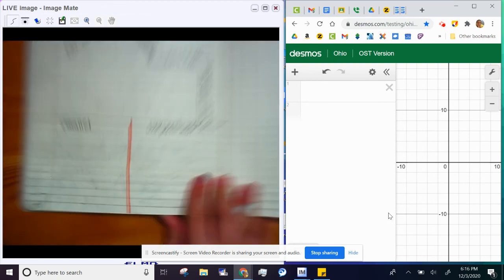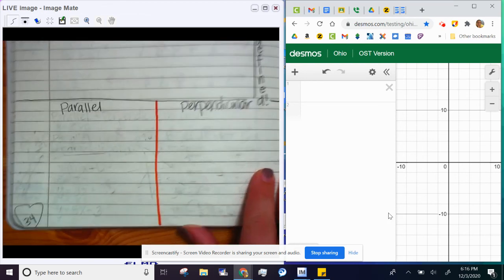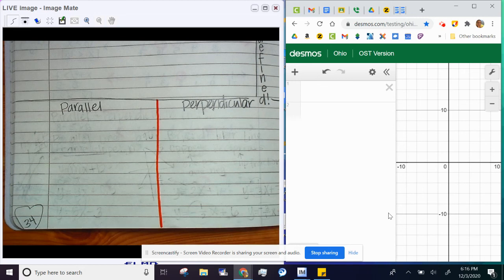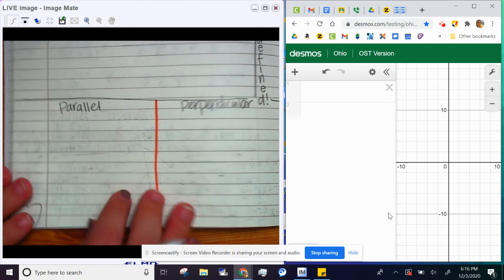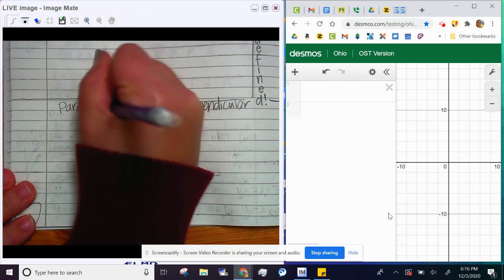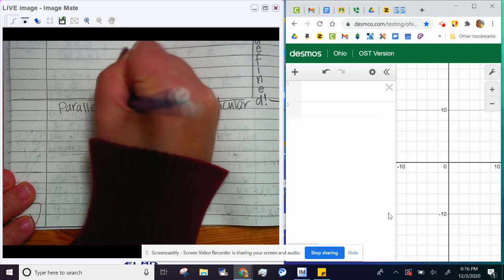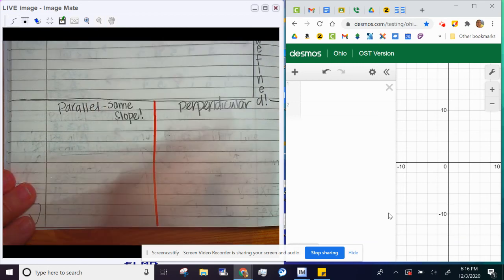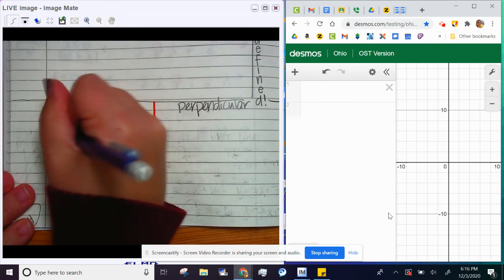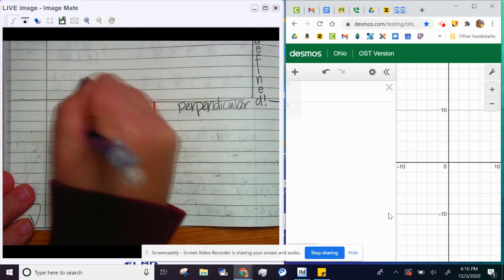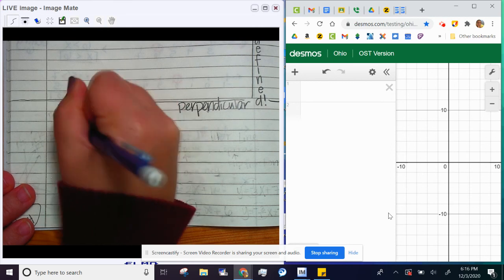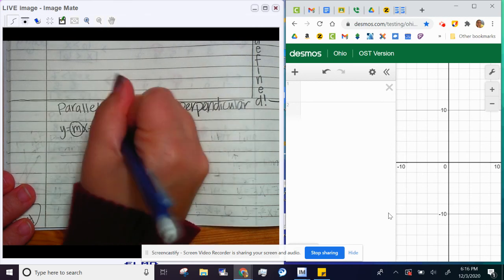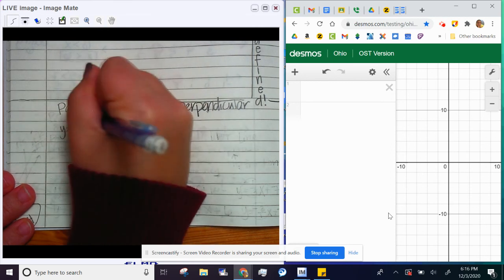So let's zoom in, and we're going to talk about parallel lines first. Parallel lines are special because the slopes of their lines are special. Parallel lines have the same slope. So when we're talking y equals mx plus b, and the equations of parallel lines, their m's are going to be the same.